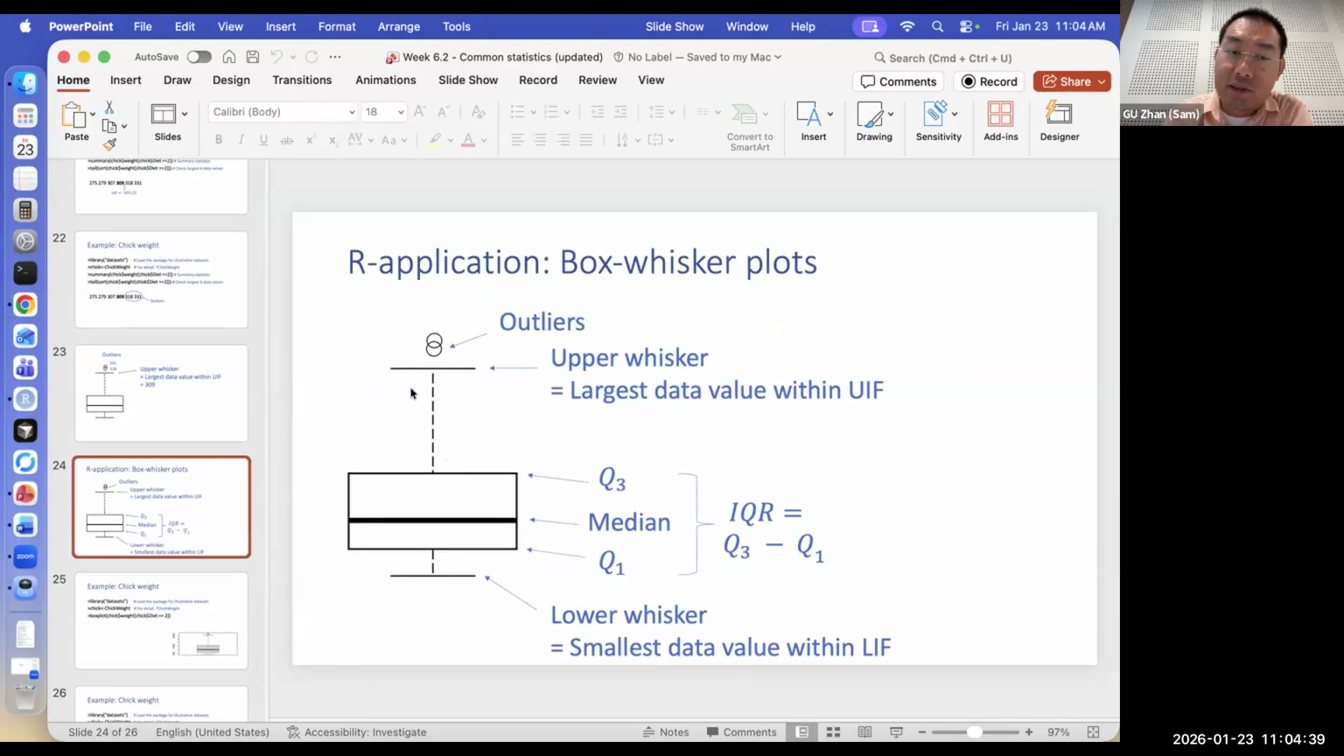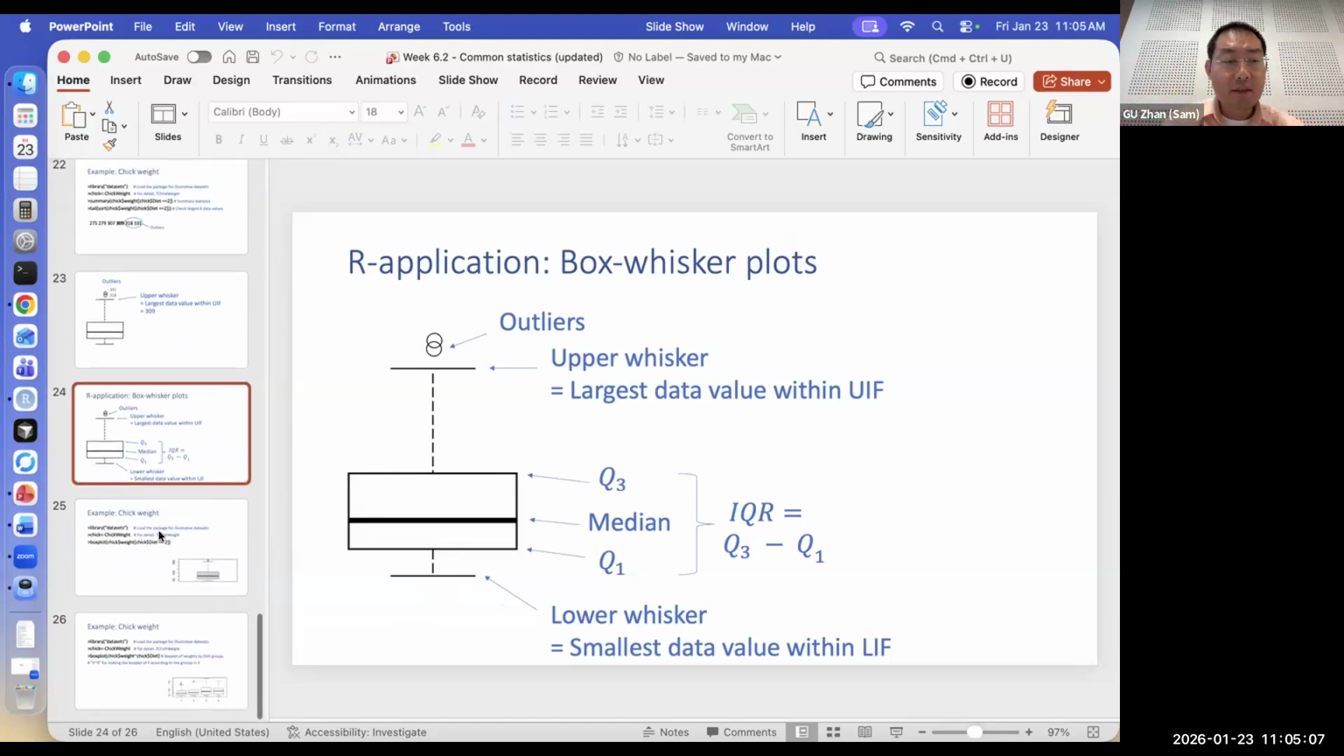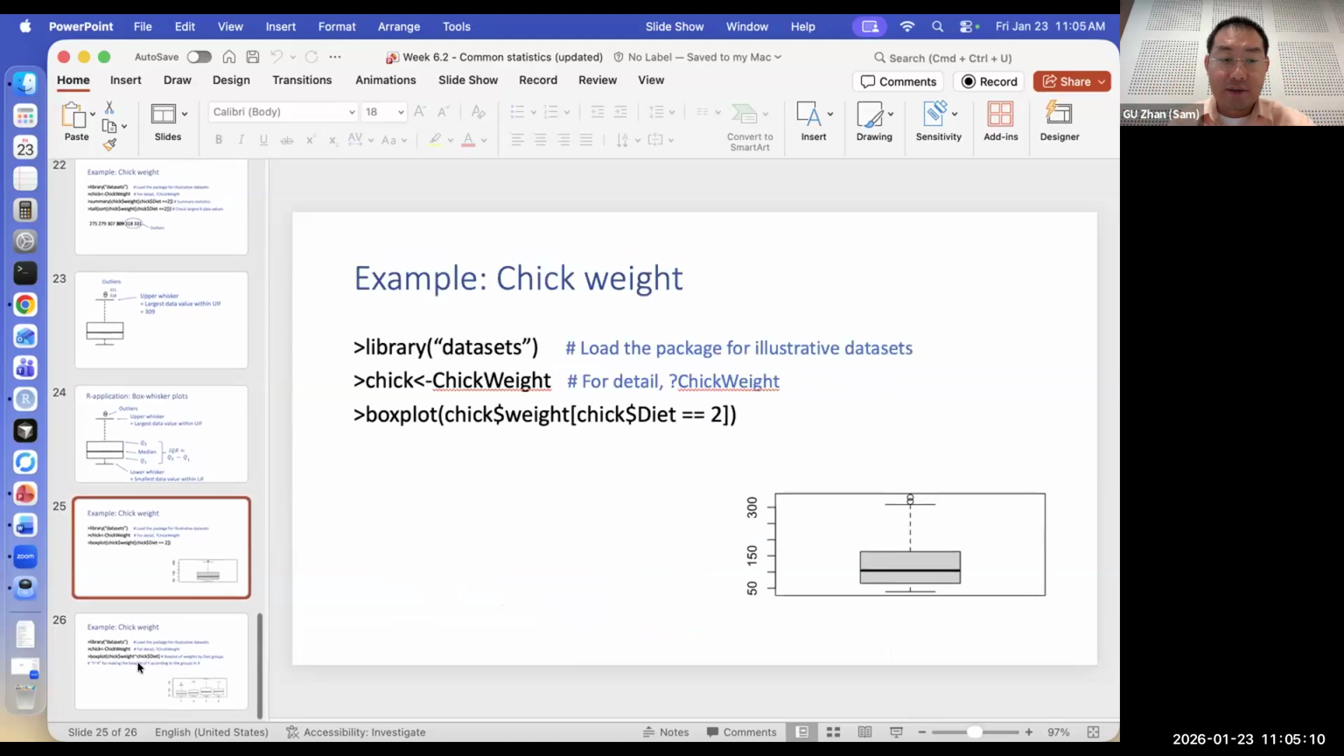So the rule here is if you observe any outliers shown in a box plot, then you know the upper whisker is at the same location as the upper inner fence. If you do not see any outliers, then the whisker is positioned at the minimum value of the sample. Okay, so that's the chick weight.